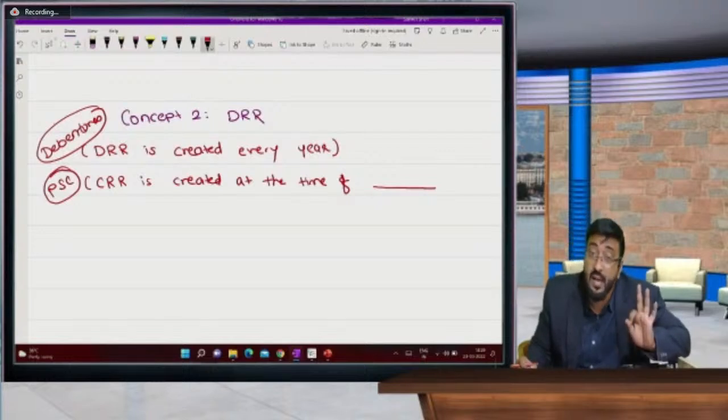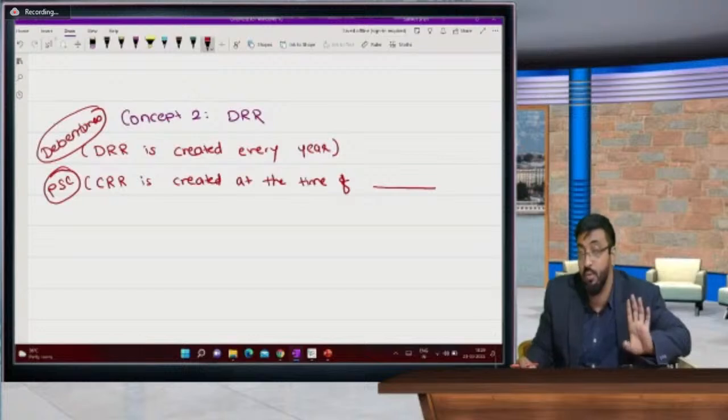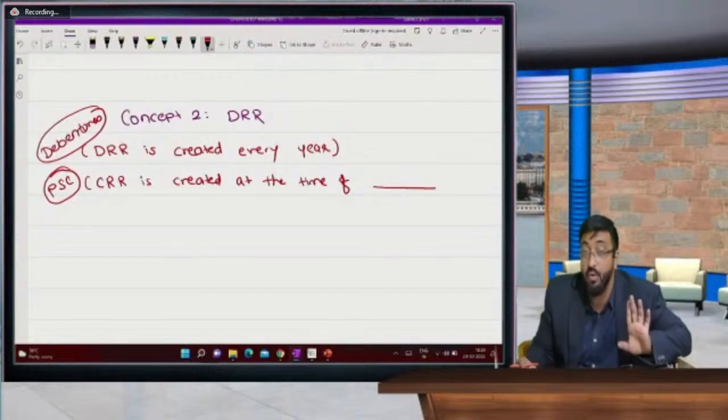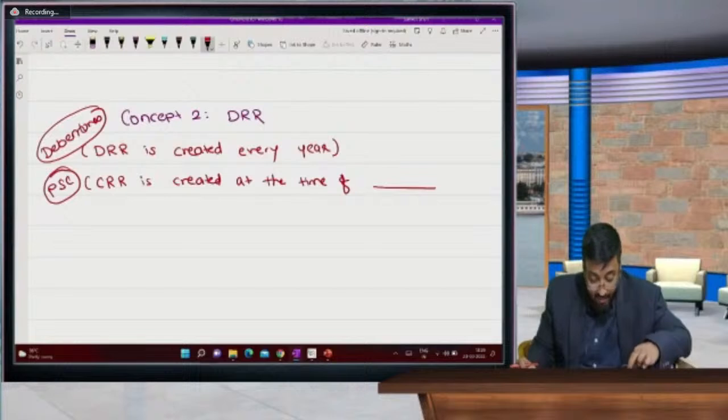Sir, CRR is created. See beta, I'm very slow now because whenever I'm telling you some concepts, I always maintain my speed, and I was very slow at that time. Okay. So DRR is nothing but it is created every year.